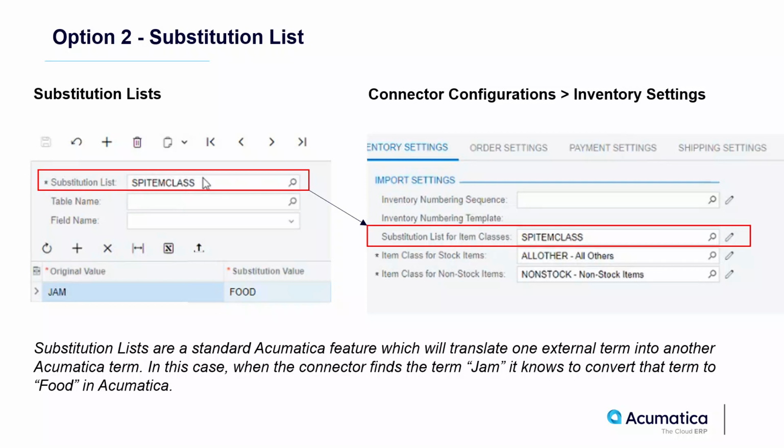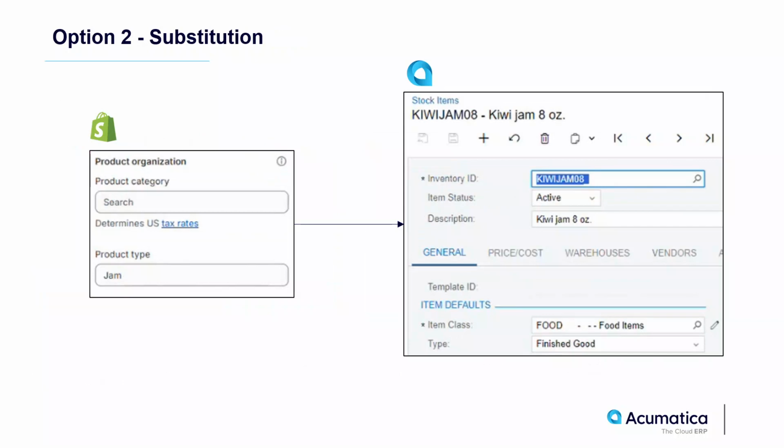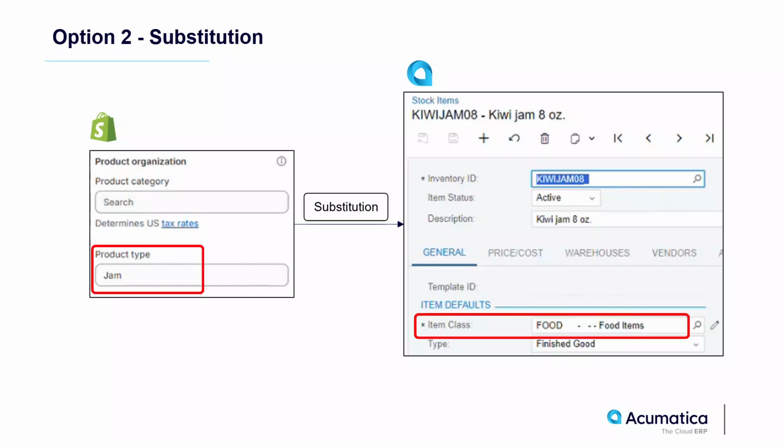In that case, you can use that substitution list to associate jam with food, and then anytime those items are coming in, the system will look for product type. If it can't find the product type, it's going to look at substitution lists, say, hey, have they already configured this? Yes, they have. Jam equals food in Acumatica. Well, let's go ahead and assign the food item class to it.